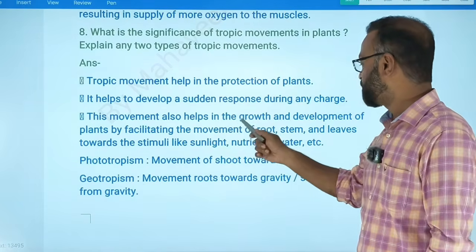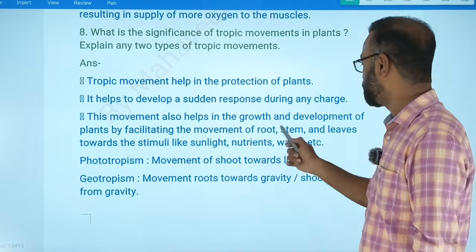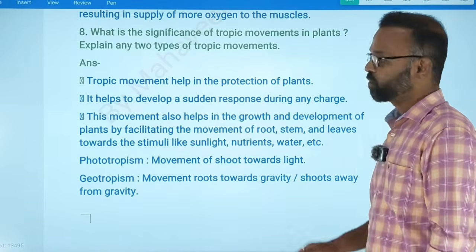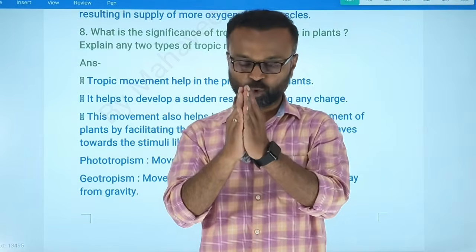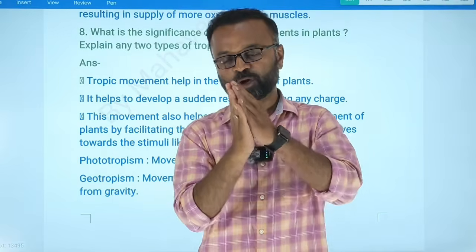This movement also helps in the growth and development of the plants by facilitating the movement of the root, stem and the leaves towards the stimuli like sunlight, nutrients and water. That means, suppose, for example, the shoot of the plant is growing towards the sunlight, right? If this is sunlight, it is going towards the sunlight.